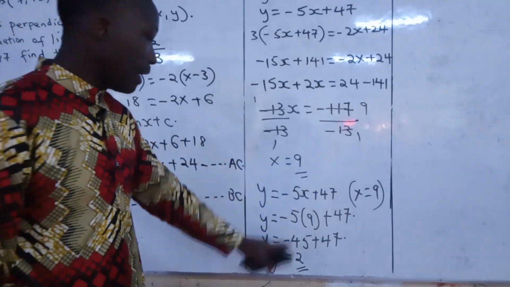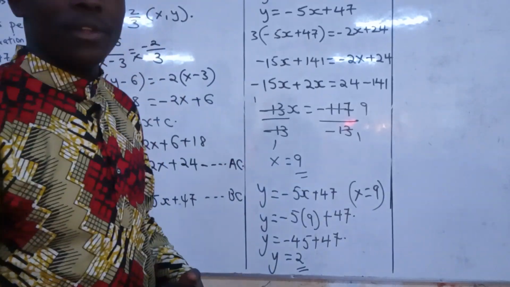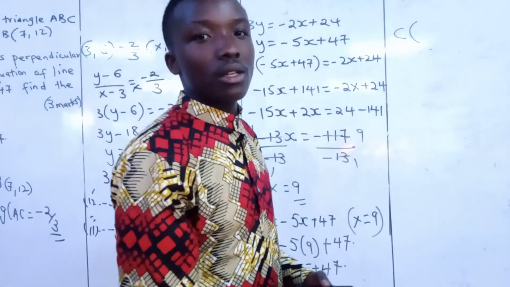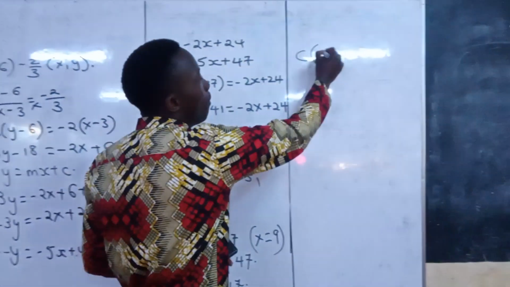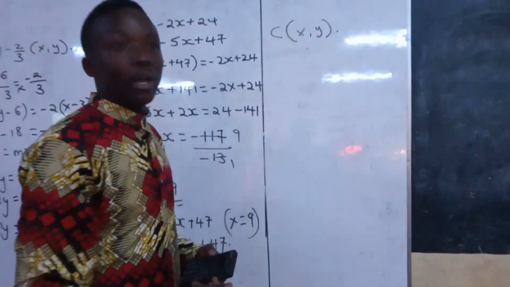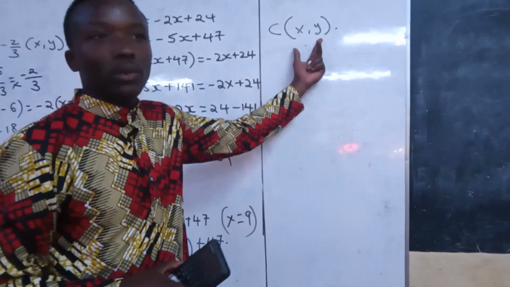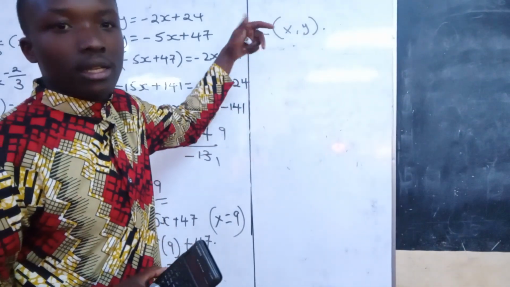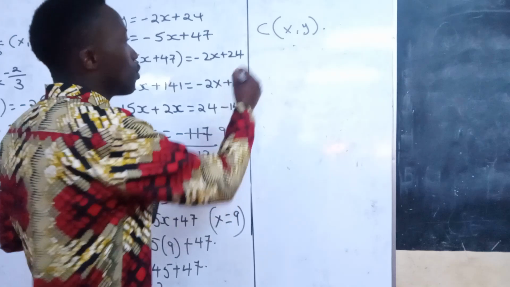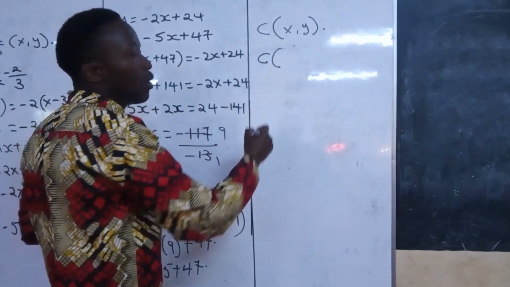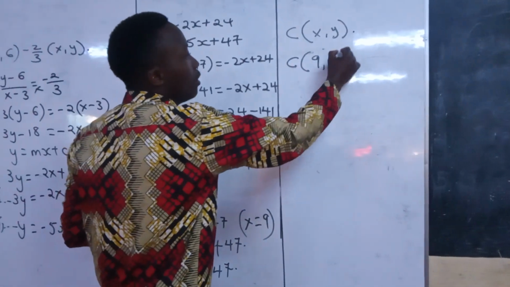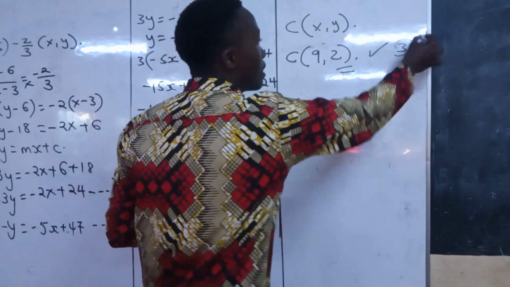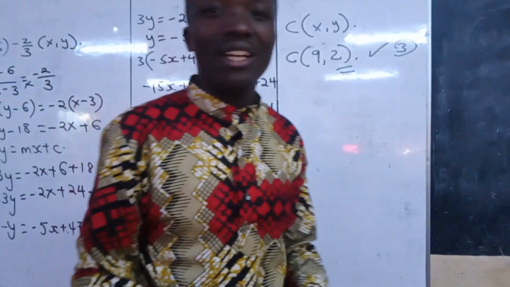So having x as 9 and y as 2, the coordinate C, remember, we always give our coordinates in form of x, y. Never forget that and never try to interchange. It is x followed by y, not y followed by x. So the coordinate of C will be equal to (9, 2). And by doing that, you will have your 3 marks. In total, you have scored 10 out of 10, and that's a pass.